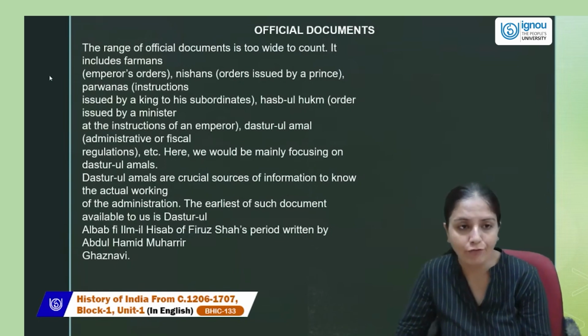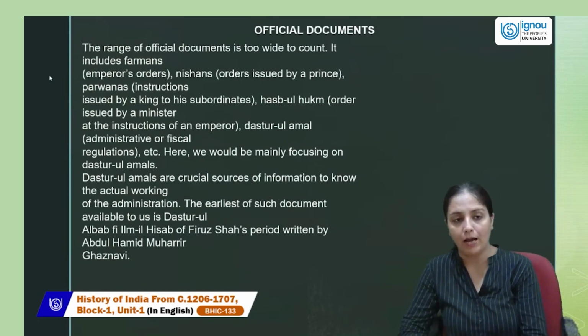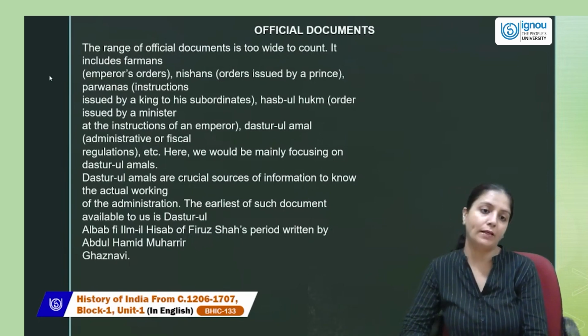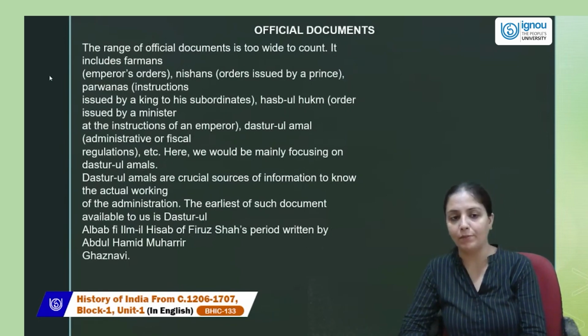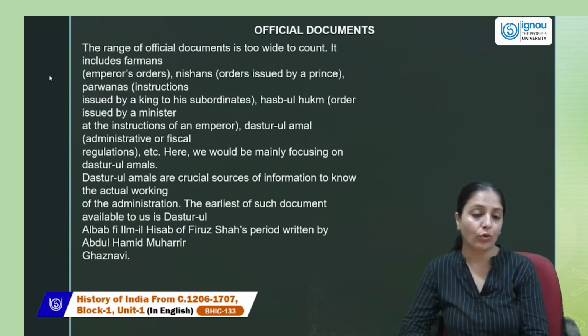Here we will mainly be focusing on Dastur ul Amals. Dastur ul Amals are a crucial source of information to know the actual working of the administration. The earliest of such documents available to us is Dastur ul Albab fi il Hisab of Firoz Shah's period, written by Abdul Hamid Muharrir Ghaznavi. That was also the name of the chronicle.